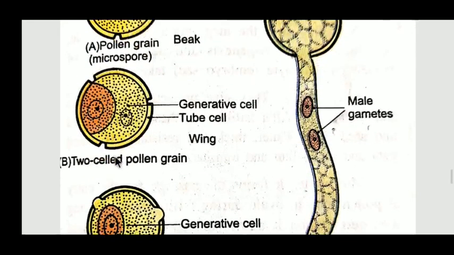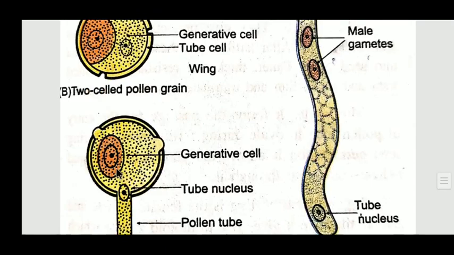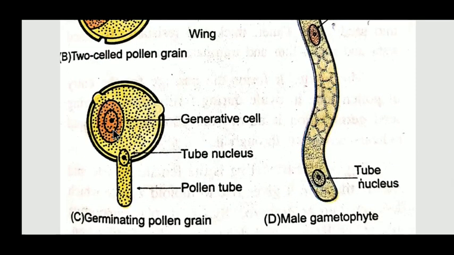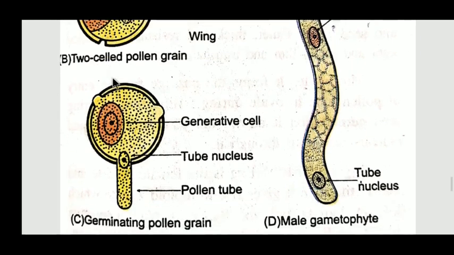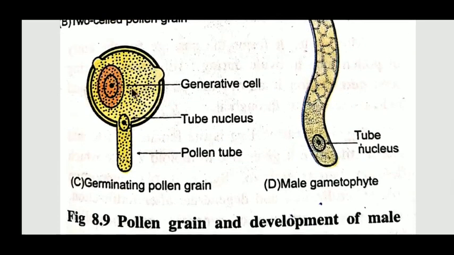Because of that, as this part, the germ pore of the pollen grain, sticks onto the stigma, with the help of this pore the innermost layer, intine, absorbs all the stigmatic secretion. As it absorbs all the stigmatic secretion, this vegetative cell, this yellow part, increases in volume because its cytoplasm increases, and as it increases in volume, it creates pressure on this particular wall, and because of that the pollen tube is formed.